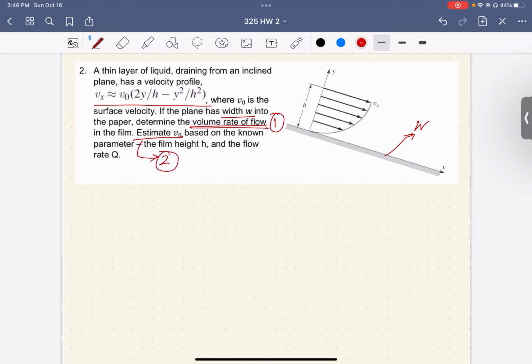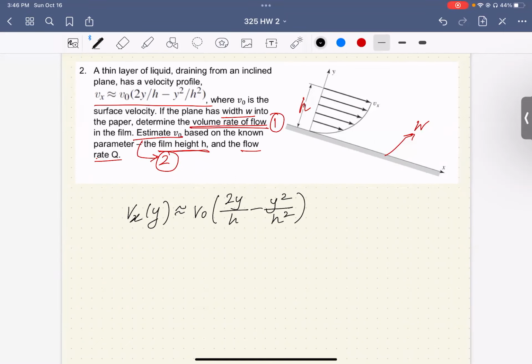That's number 2, based on the known parameter, the film height H, which is right here, and the flow rate Q. So it wants us to find Q first, and then estimate V0 using Q. Let's get started with what we do know. We know the velocity profile, Vx as a function of y, is equal to V0 times (2y over h minus y squared over h squared). So we do know this, and now we need to solve for Q.